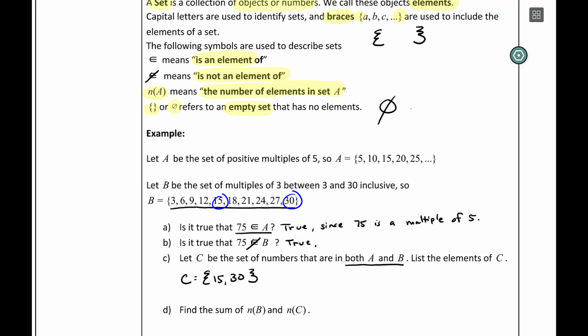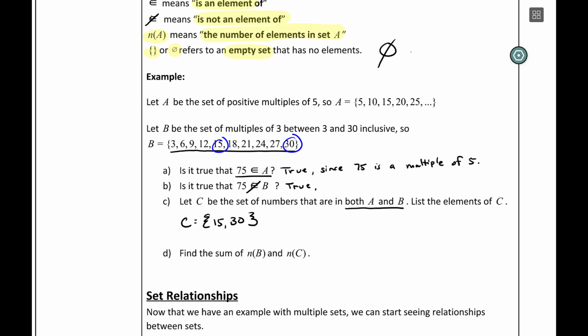Now, let's find the sum of n of B and n of C. So remember, this is how many elements are in B. Just go ahead and count them up: 3, 4, 5, 6, 7, 8, 9, and 10. n of B is equal to 10. n of C is equal to 2. Thus, we could say 10 plus 2, that's the sum, and that is equal to 12.